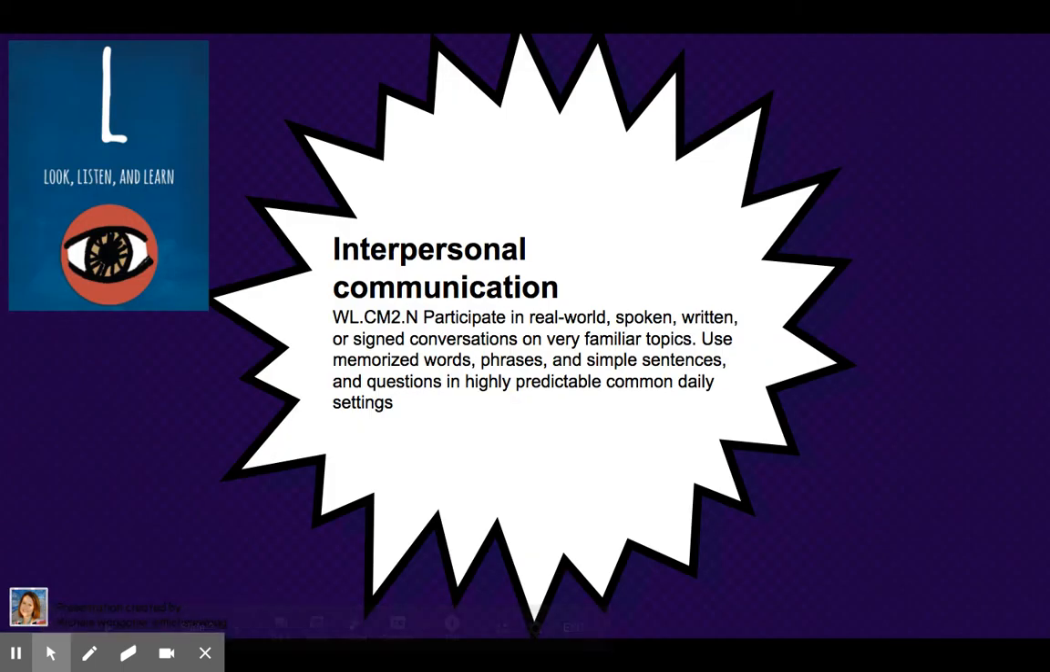Okay guys, I always start with the standard. This is the world language standard and it's about interpersonal communication. I participate in real world spoken, written, or signed conversation on very familiar topics. I use memorized words, phrases, and simple sentences and questions in highly predictable common daily settings.